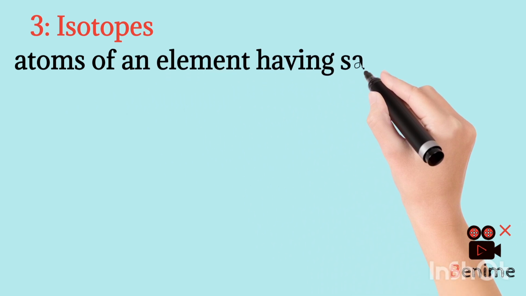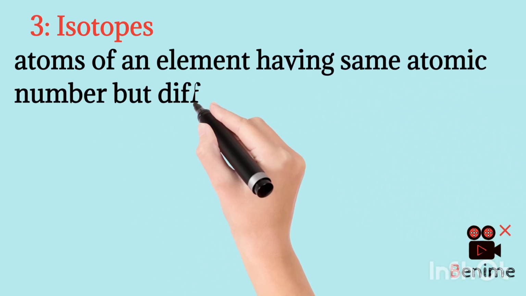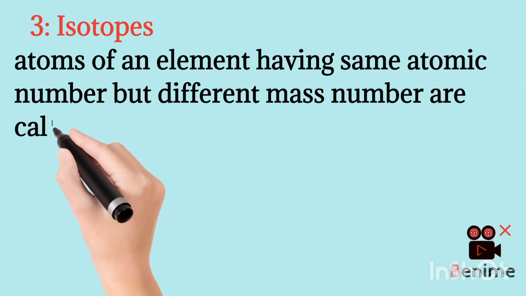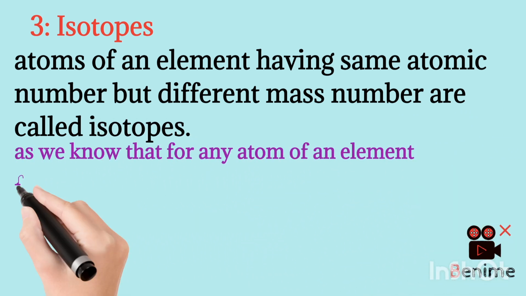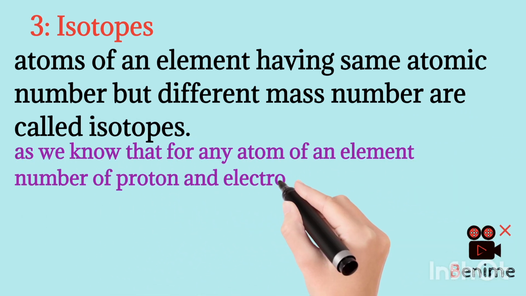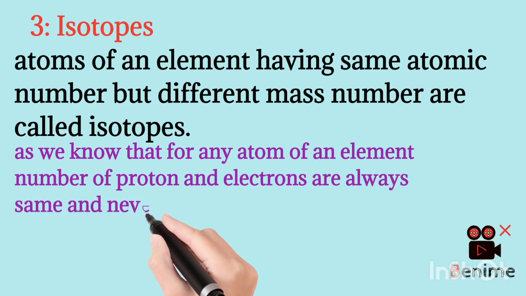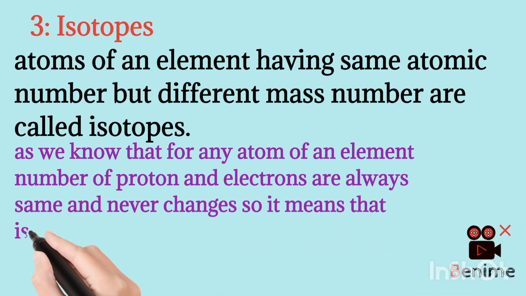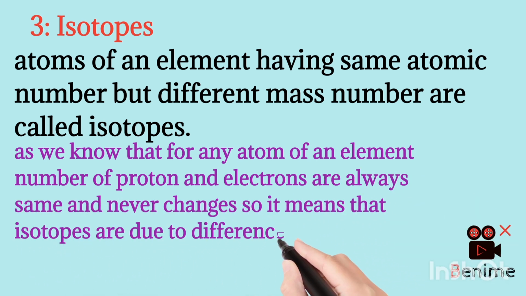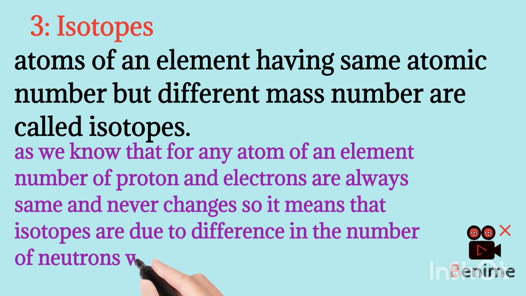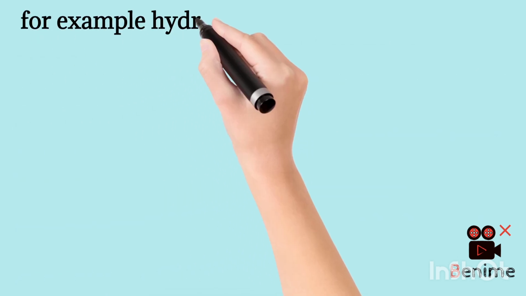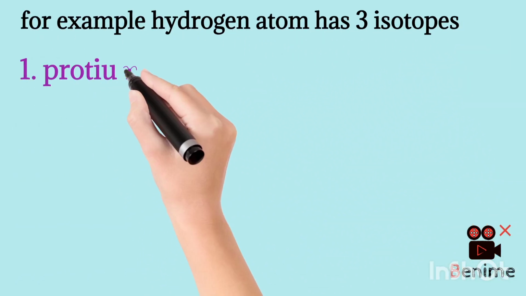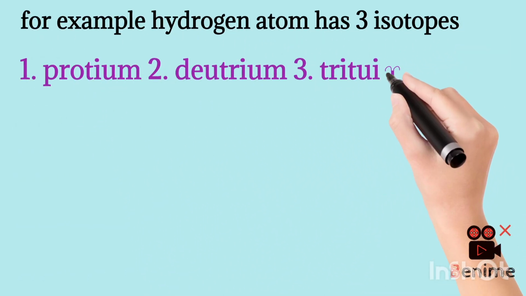Some elements have more than one type of atom due to a difference in the number of neutrons inside the nucleus. This phenomenon is called isotopes of an atom, where atomic numbers are the same but mass numbers of the atom are different. These isotopes are of great importance to define whether an atom is stable or unstable. Let's try to understand the concept of isotopes by taking the example of the hydrogen atom. Hydrogen has three isotopes: first is protium, second is deuterium, and third is tritium.